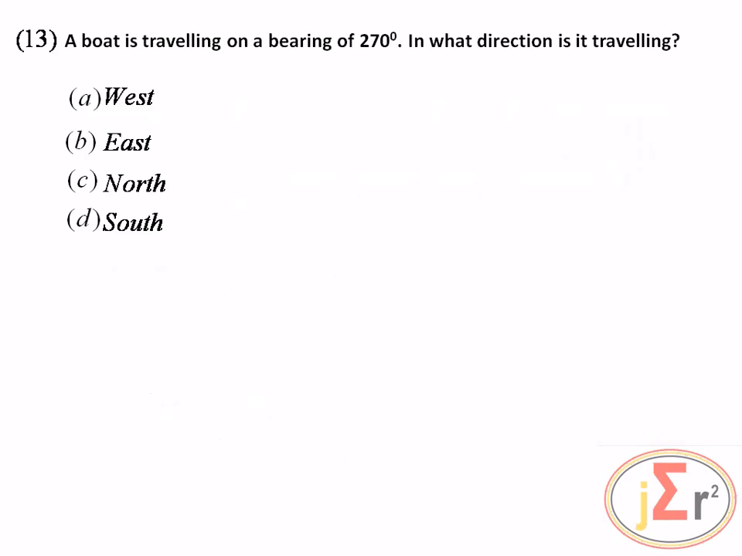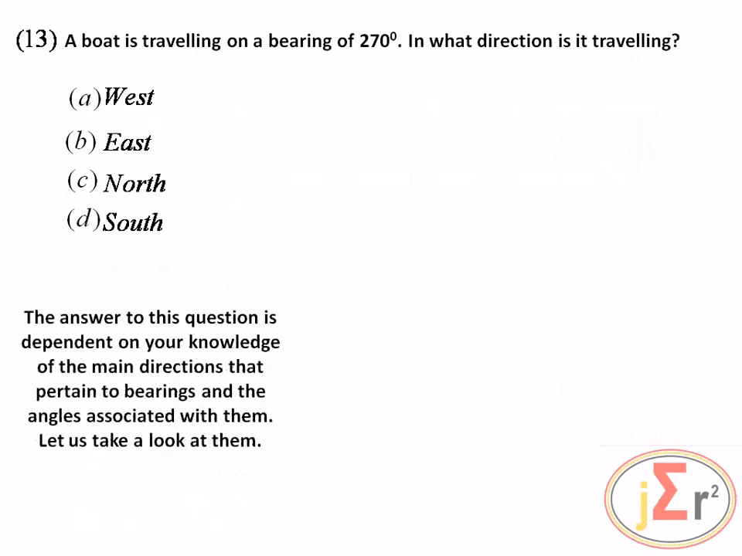A boat is traveling on a bearing of 270 degrees. In what direction is it traveling? Oh, that's a knowledge problem. The answer to this question is dependent on your knowledge of the main directions that pertain to bearings and the angles associated with them. Let us take a look at them.